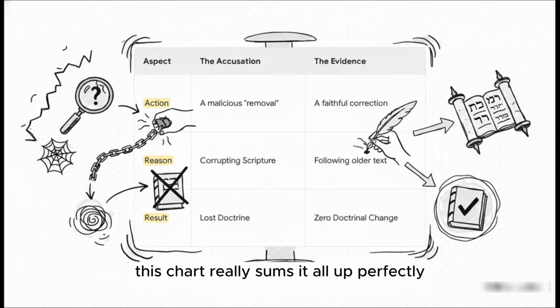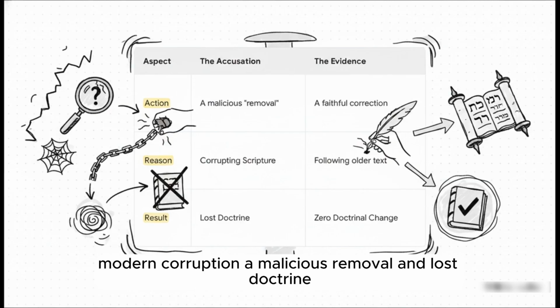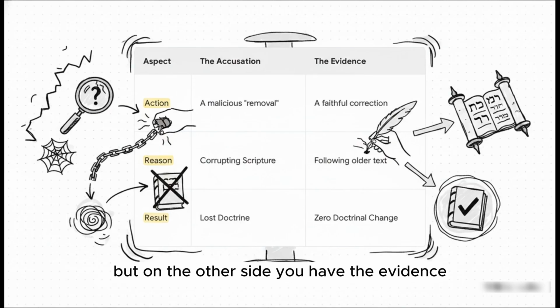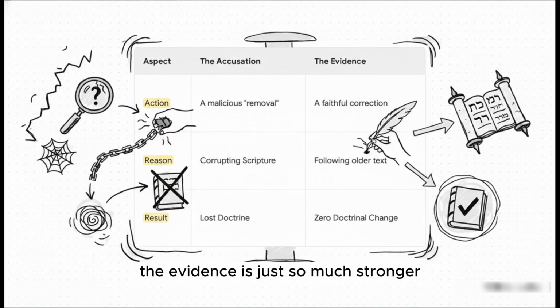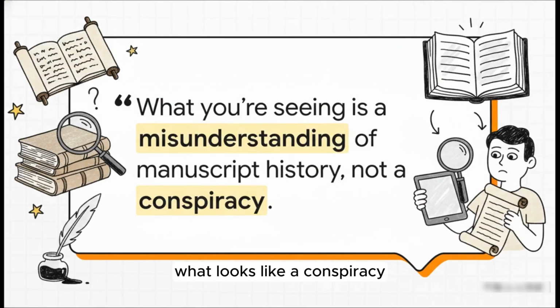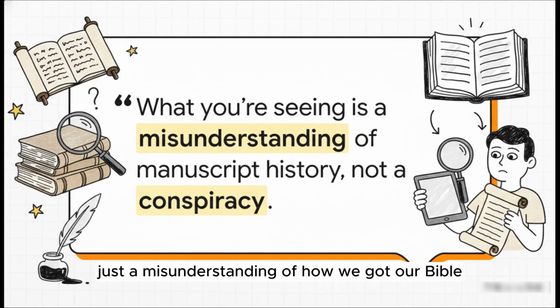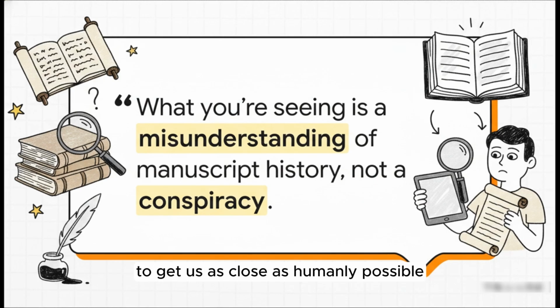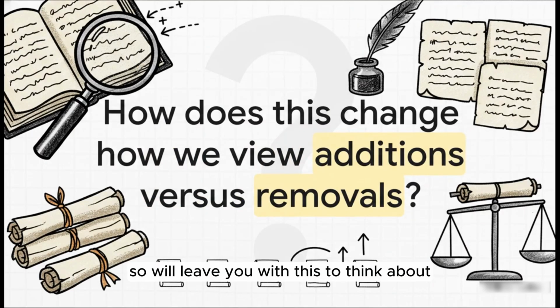This chart really sums it all up perfectly. On one side, you have the accusation: modern corruption, a malicious removal, and lost doctrine. But on the other side, you have the evidence: an ancient scribal habit, a faithful correction, and zero doctrinal change. The evidence is just so much stronger. And that's really the bottom line here. What looks like a conspiracy on the surface is actually just a misunderstanding of how we got our Bible, how texts were copied, and how modern scholars work tirelessly to get us as close as humanly possible to the original words. So we'll leave you with this to think about.